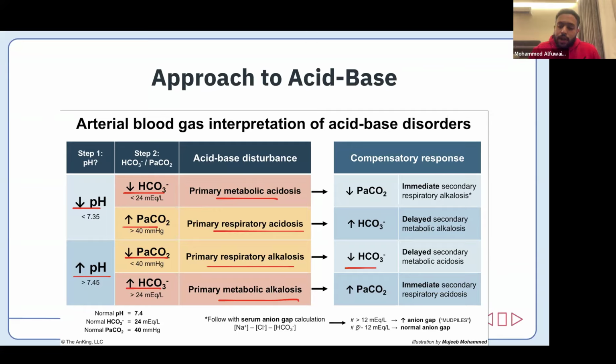Now, the normal anion gap, remember, is 6 to 12. It's high anion gap metabolic acidosis. Until now, don't worry, I'll explain it to you. Okay? I'm going through complicated steps. Until now, are we good?